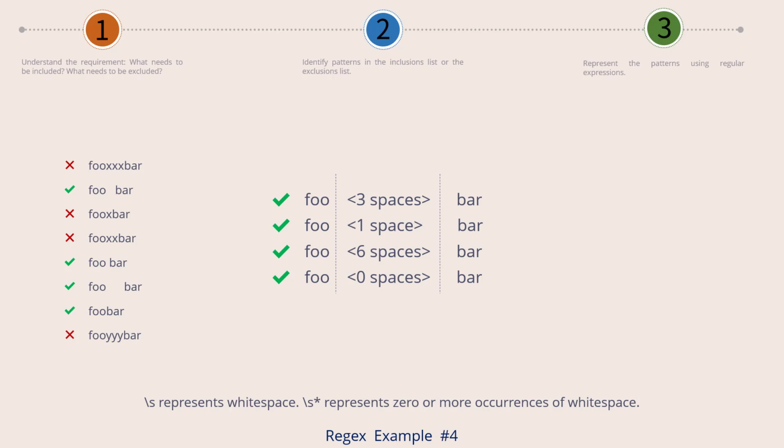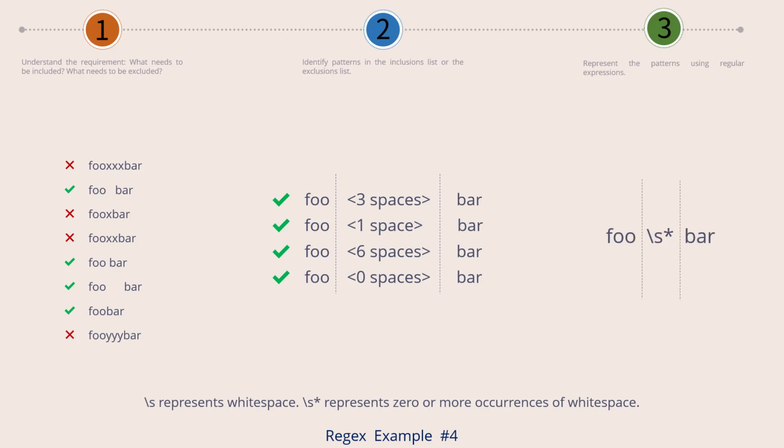So we'll combine \s with star. So what would that mean? It would mean 0 or more occurrences of white space. So \s star could represent 3 white spaces, 1 white space, 6 white spaces, 0 white spaces, or any number of white spaces. Let's make use of this new regex symbol and use it in our final step.